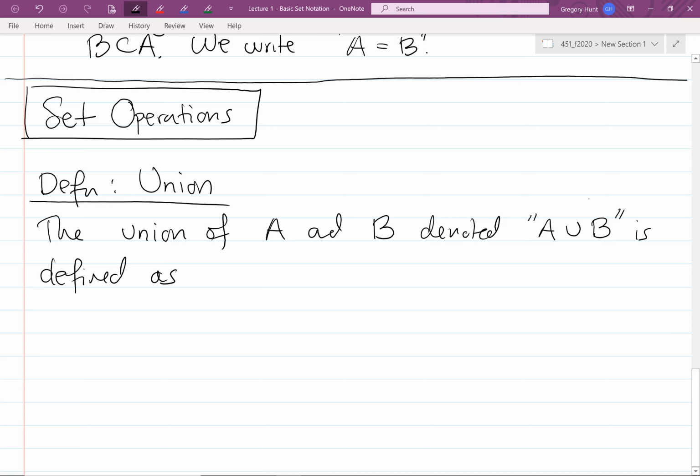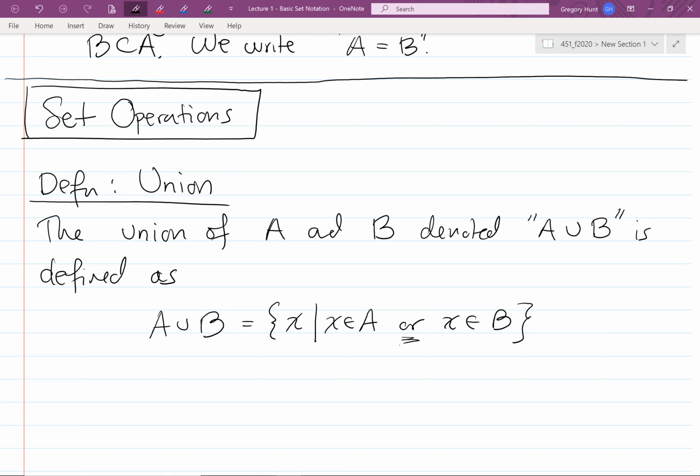quote, A cup B, or looks like a U B. This is defined as, so A union B is a new set. It takes two sets and it combines them into a new set. So the set A union B is defined to be the set of all x such that, so the bar is read as such that, x such that x is in A or x is in B. Great. So our definition of union is the combination, everything that's in one or the other. You see the operational OR here, right? So it's basically the set equivalent of the logical operation OR.